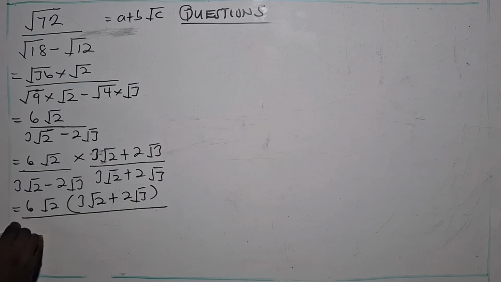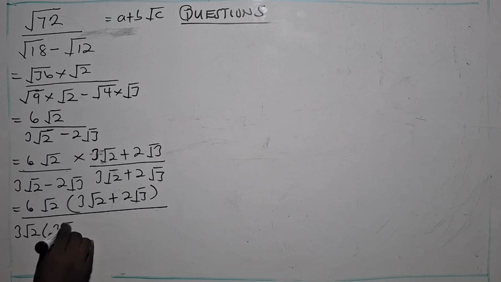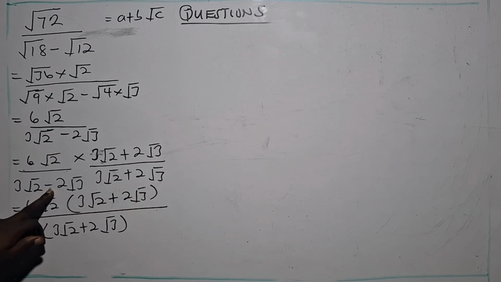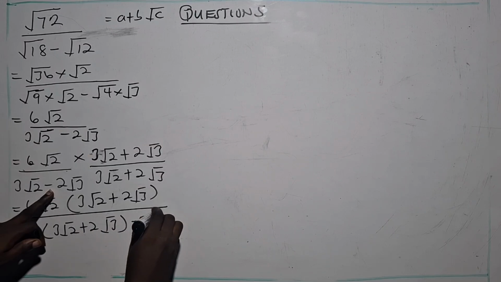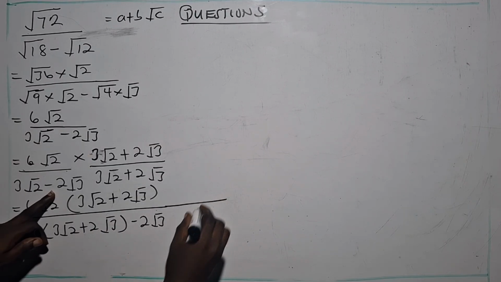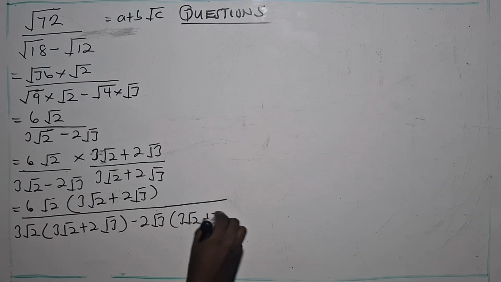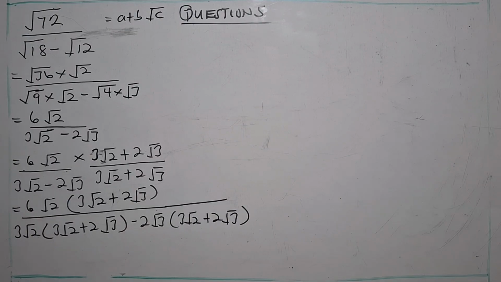So I will take the first one, 3 root 2, to multiply this, 3 root 2 plus 2 root 3. Follow closely. Then minus 2 root 3, also multiply 3 root 2 plus 2 root 3. I don't like jumping steps. So I have to take my time and solve it step by step for you to get it. So now we are going to open the bracket.